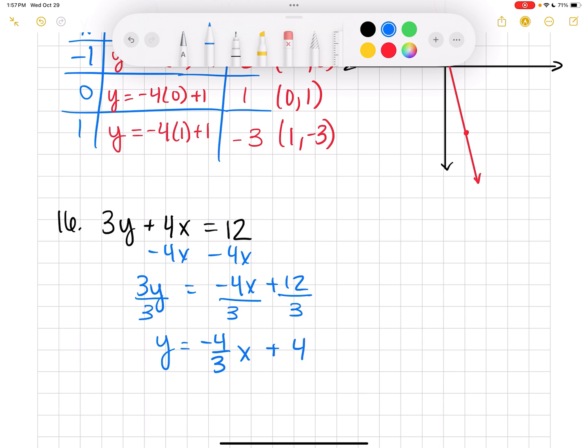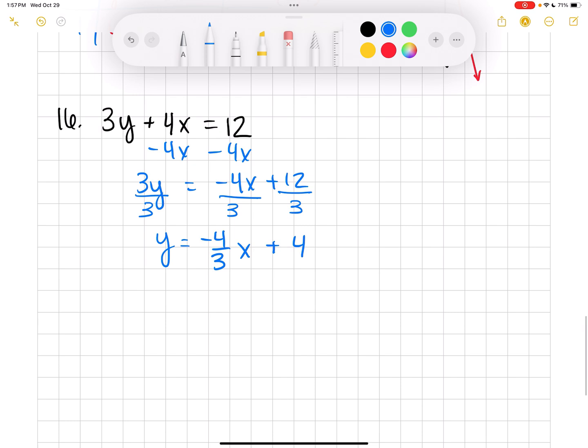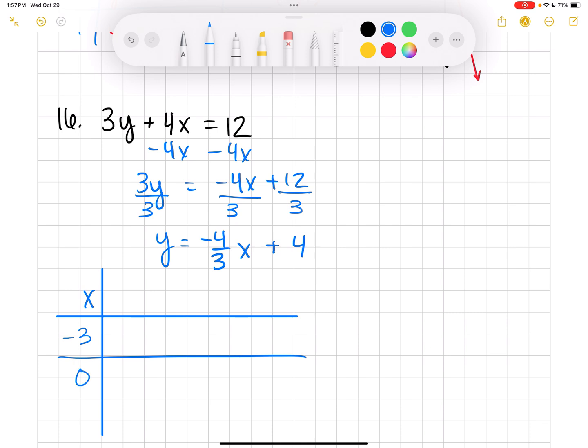So in this problem, I would not use negative 1, 0, and 1 because I really don't feel like adding fractions today. So I would use something that is essentially a multiple of 3. So you can either use 3, 6, 9, or you could use negative 3, 0, and 3, which would cancel it out and make it easy. So I'm going to do negative 3, 0, and 3.